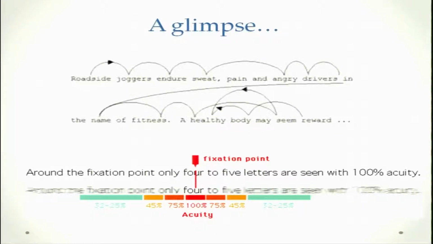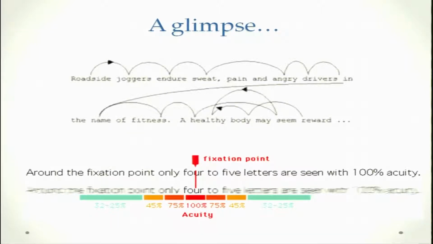Here is just an example of this. Again, some figures I have drawn from the internet. So you see: roadside joggers endure sweat, pain and angry drivers in the name of fitness. The idea is your eyes are moving from roadside to joggers to endure to sweat, and it's moving in that fashion. And if you go to the next, a healthy body may seem reward. So you see seem, and you come back. This is what regression is.